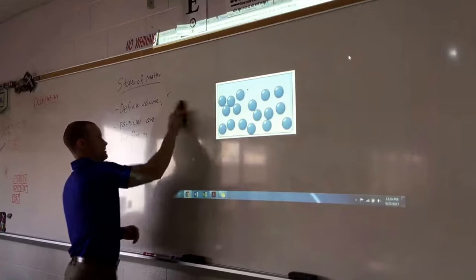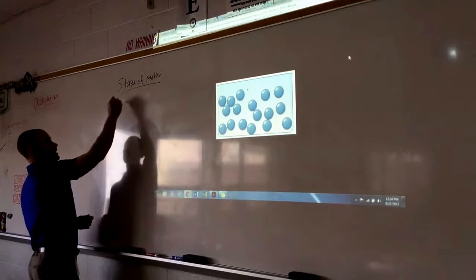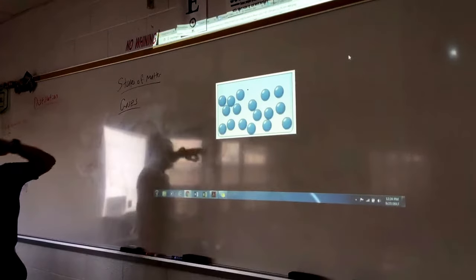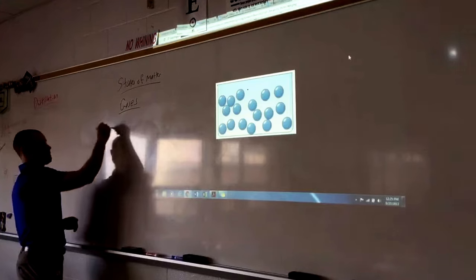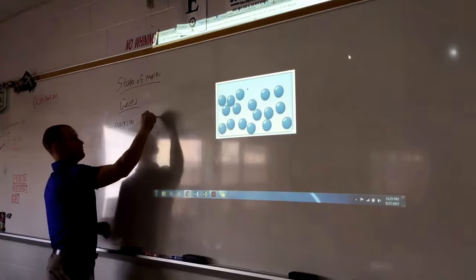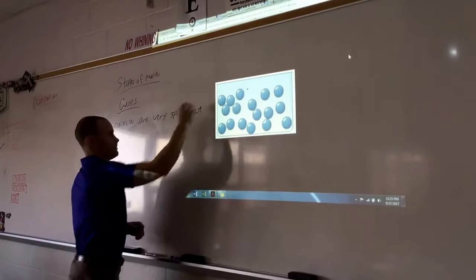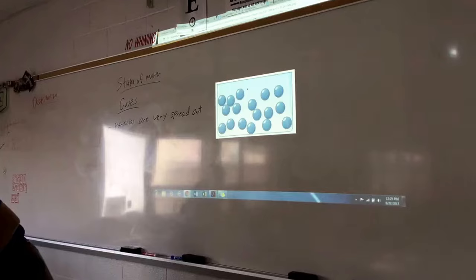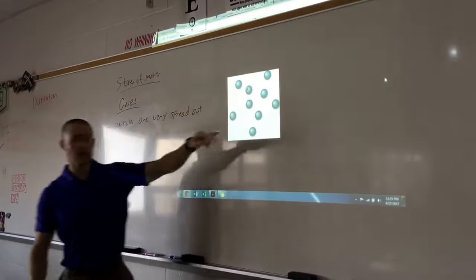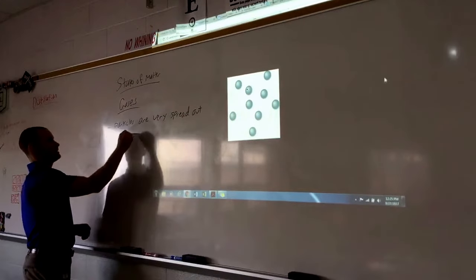Last one, gas. Get as much as I can here before the bell. So gases, I don't think I actually labeled liquids, hopefully you did. Gas particles are very spread out. Okay? Those little lines coming off mean they're moving quick. So gas particles are very spread out and constantly moving.